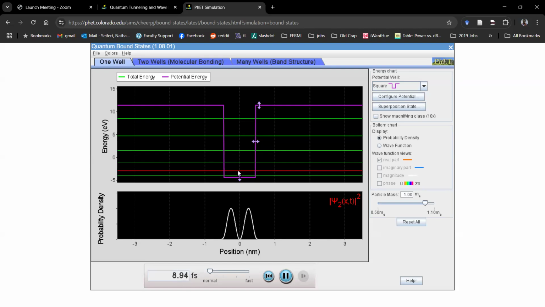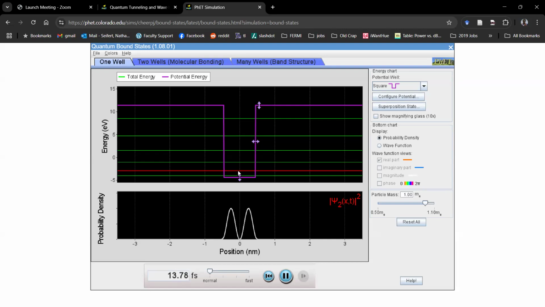Nothing's changed, but because of the wave-like structure of the particle in this box, we now predict there's going to be a region in the box where, in this second energy level, the particle doesn't appear in the middle. It only appears on the edges. That's just a product of this wavelength.